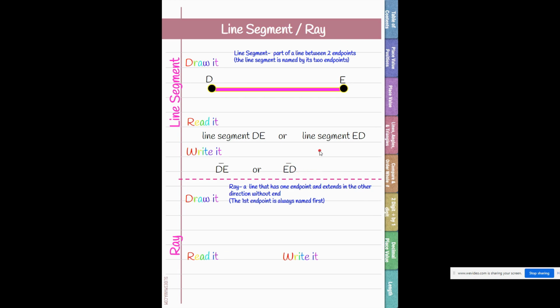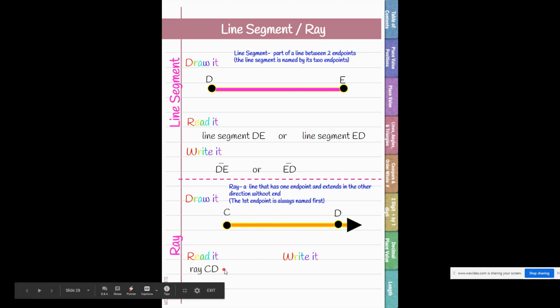A ray is a line that has one endpoint and extends in the other direction without end. So with the ray, we have an endpoint, and on the other side, we use an arrow to represent that this ray goes on forever. When we read it, we begin with the first letter of the endpoint, C. So we start with this letter first, and we would say ray CD. We write it as CD with the ray symbol above the letters.